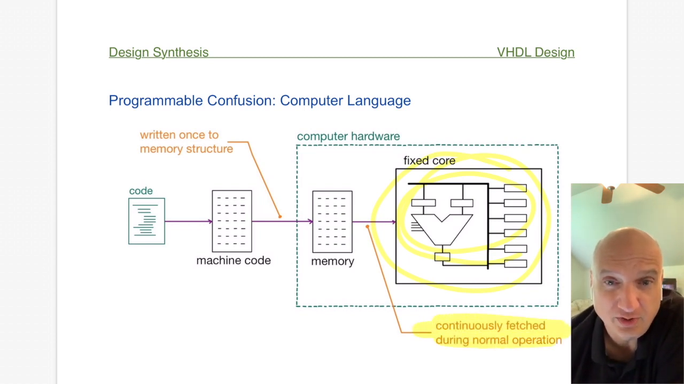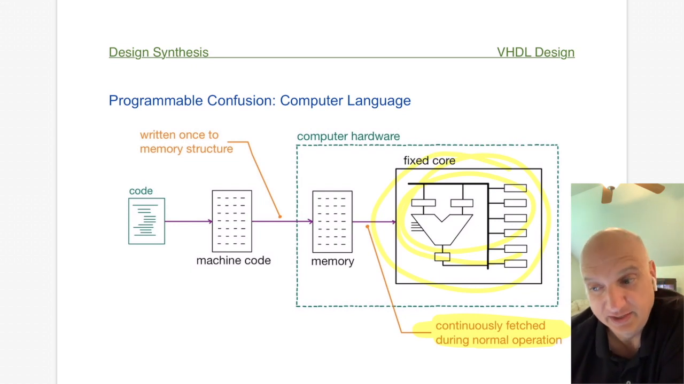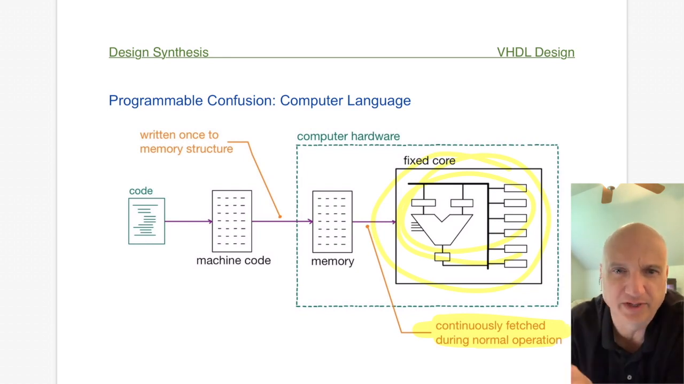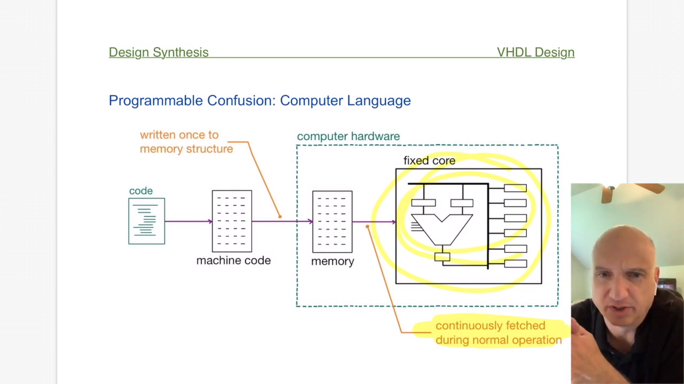As the program runs, as the hardware runs, it's continually fetching new instructions and continually interpreting those new instructions. And that is where your kind of bottleneck occurs in processors: the idea that you're constantly having to read instructions one at a time and then processing those instructions.